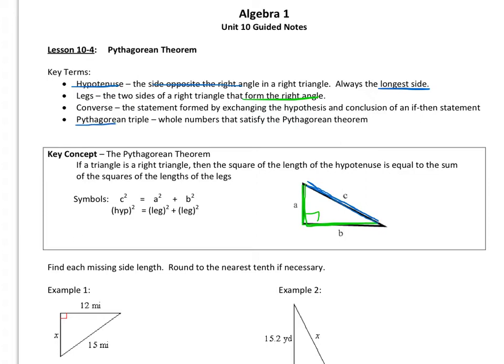A Pythagorean triple is three whole numbers that satisfy the Pythagorean theorem. The first example of that is 3, 4, and 5. So the two legs being 3 and 4, if you use this relationship, it'll equal 5 for the third side. So all are integers, thus making it a Pythagorean triple. The converse we'll talk about later when you switch an if-then statement around.